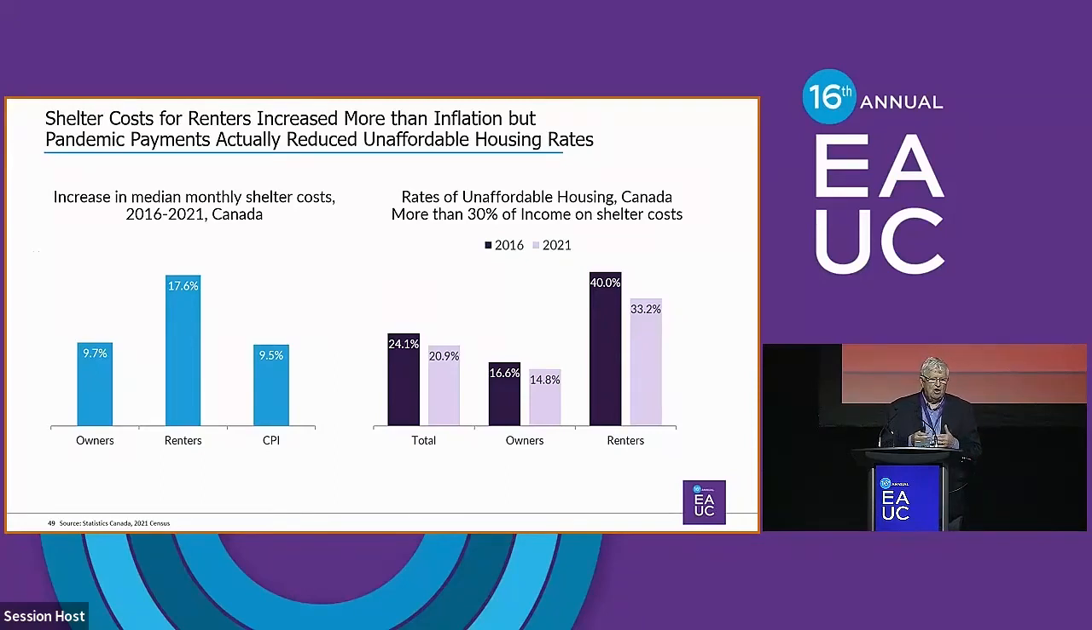If we look at what all this did to the affordable housing situation, the rates of unaffordable housing actually went down. Why did that happen? Go back to the pandemic income data. Income data got a boost, so the relative relationship between shelter costs and income actually made things look better, very temporarily, probably. So one needs, again, to be very careful in interpreting that data.